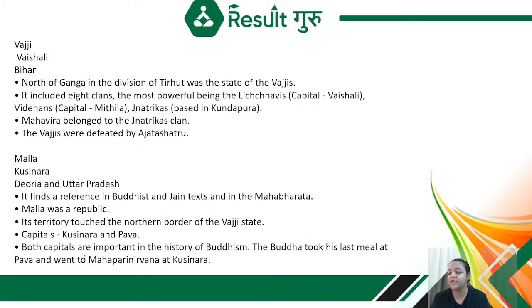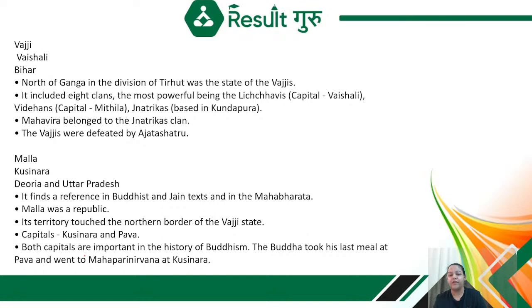It included eight clans, and the most powerful was the Lichavis, where the capital was Vaishali. Okay, then we have the Vidihans, the capital was Mithila, and then we have the Natkiras, where the capital was Kundapura. So these are the most powerful clans, and each clan had their own capital. Lichavi, the capital was Vaishali. Vidihans, the capital was Mithila. Natrikas, the capital was in Kundapura.